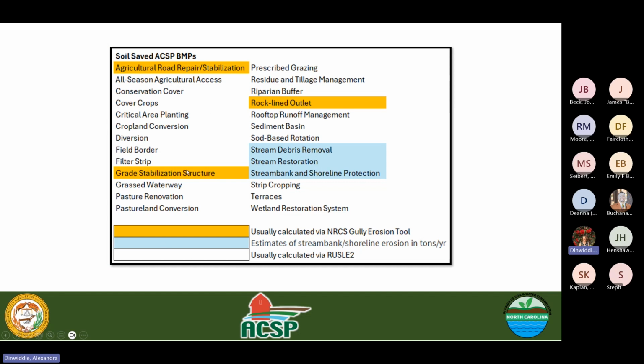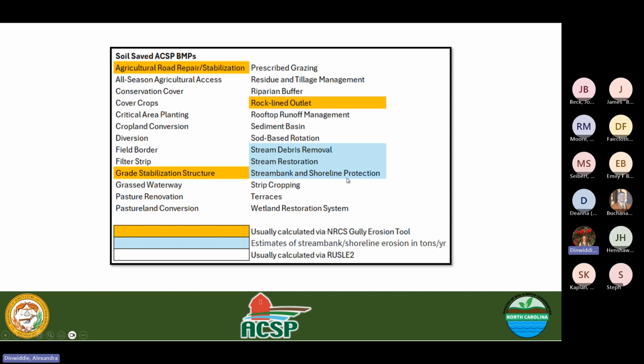So with that, again, just crosswalking the different ACSP practices that we have that require this. I've highlighted just a few. I might have missed one or two here, but the ones that are in orange use the NRCS gully erosion tool, which is something separate from RUSLE. Again, RUSLE is only meant to calculate reductions related to reducing sheet and rill erosion. Reducing gully erosion is a different beast, and calculating the reduction of gully erosion happens through a different tool.